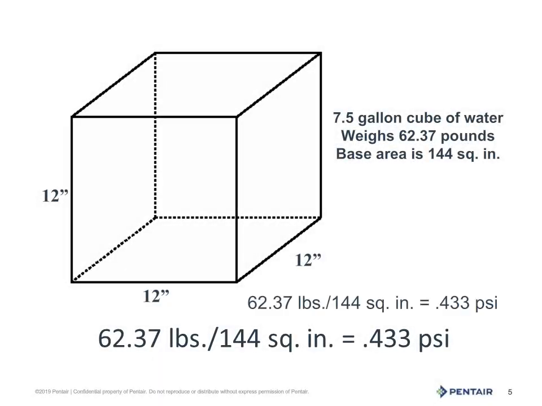We'll begin with the weight of water. A cubic box of water that is 12 inches square holds 7.5 gallons and weighs 62.37 pounds. The base is 144 square inches, 12 by 12. Divide 62.37 by that 144 square inches, and we get 0.433 psi, pounds per square inch, but only 12 inches tall. So how is this helpful?